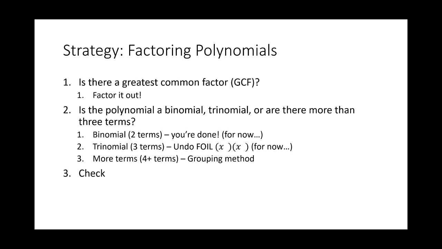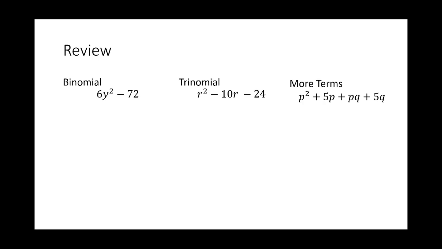First, is there a greatest common factor? Let's factor it out. Then we can do the processes that we've done before. For a binomial, we're done at that point. For a trinomial, we want to do an undo FOIL method, like we've been doing. And then for more terms, we want to do a grouping method. Then we're going to check our results.